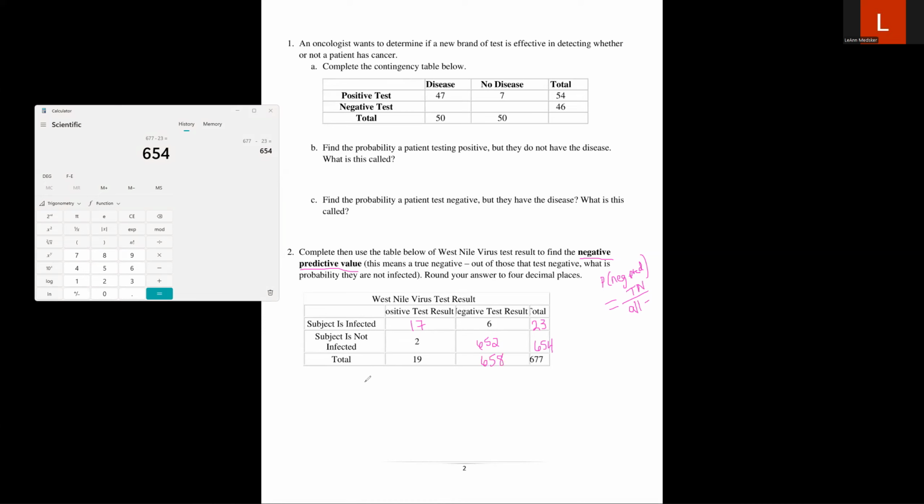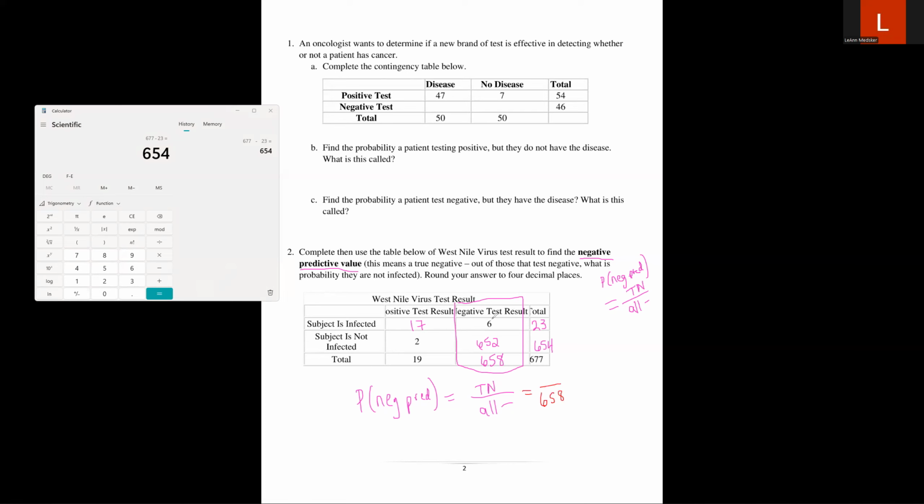So, all right, if we're looking for the negative predictive value, that means out of all the negatives, we're kind of conditionally doing just negative test results. So notice this time it's a column instead of a row. So you still focus on negative test results. We're looking for people who tested negative correctly, true negatives, which means they are not infected with the West Nile virus. So if you look at the group we're in, there's 658 negative tests total.